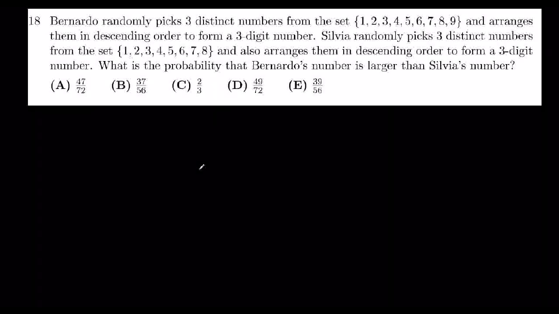Question 18. Fernando randomly picks three distinct numbers from the set 1, 2, 3 up to 9 and arranges them in descending order to form a three-digit number. Sylvia randomly picks three distinct numbers from the set 1 to 8 only and also arranges them the same way. The question is, what's the probability that Fernando's number is larger than Sylvia's number?